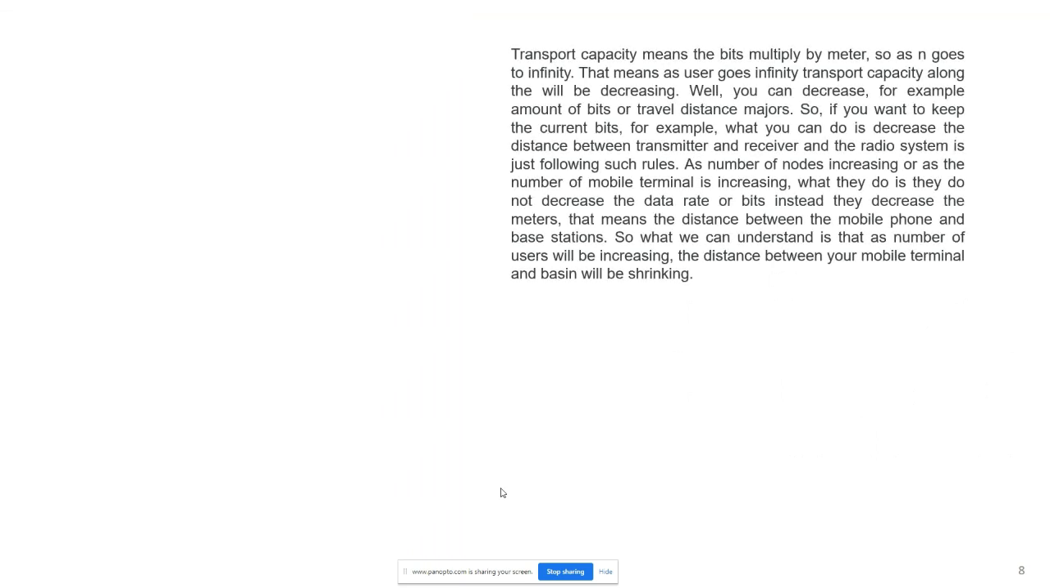So, this is the actual transport capacity. The transport capacity means the bits multiplied by meters. So, as n goes to infinity, that means as users go to infinity, transport capacity per user will be decreasing. Well, you can decrease, for example, the amount of bits or the travel distance. So, if you want to keep the current bits, for example, what you can do is bawasan natin yung distance between the transmitter and receiver. And the radio system is just following such rules.